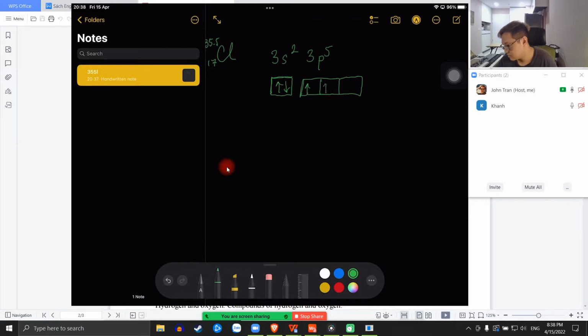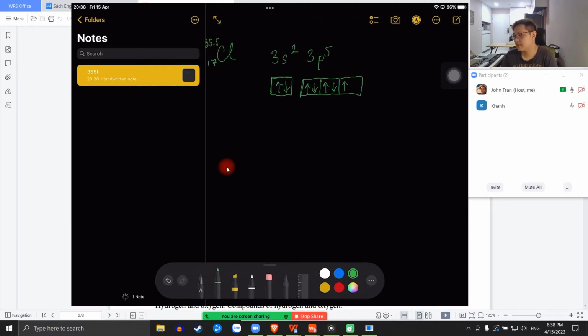1, 2, 3, and then? And then we fill the rest of the electrons with down arrows. Very good, young man. So this is according to Hund's rule. Don't remember the name, but anyway.